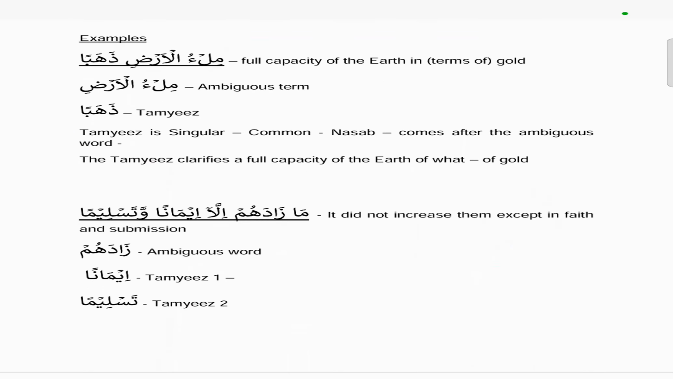Example here: mil'ul ardi zahaban, which means full capacity of the earth in terms of gold. The mil'ul ardi is the ambiguous term. It just means full capacity of the earth, but full capacity in what? The tamyiz is there to clarify, to give a little bit more detail. Zahaban is the tamyiz, so it's singular, common, and nasab, and it comes after the ambiguous word, so it follows the rules. The tamyiz clarifies a full capacity of the earth of what? Of gold.